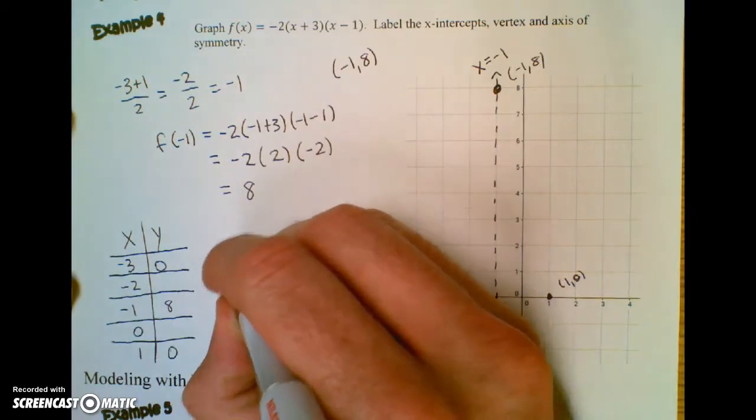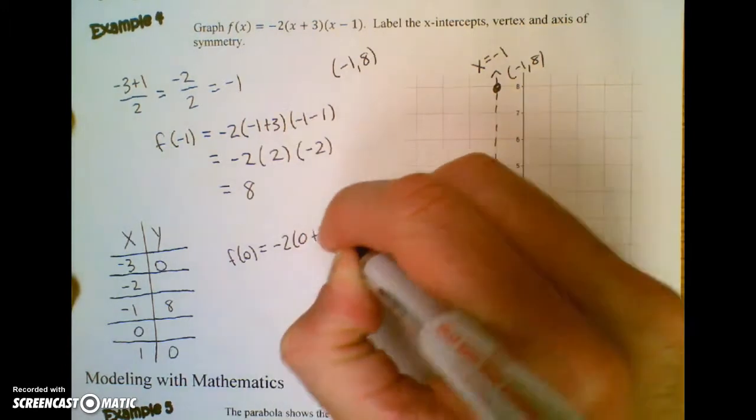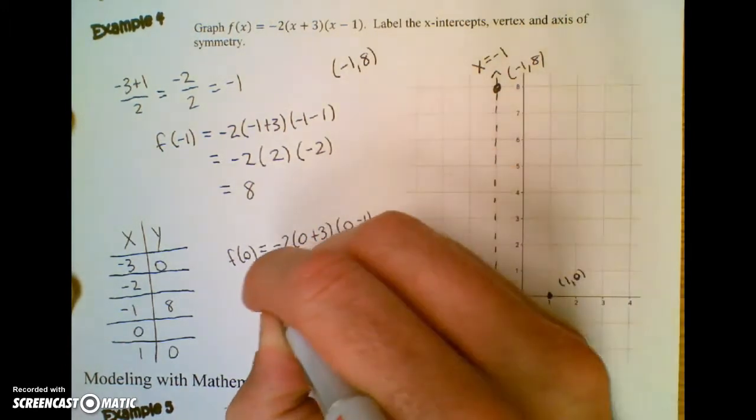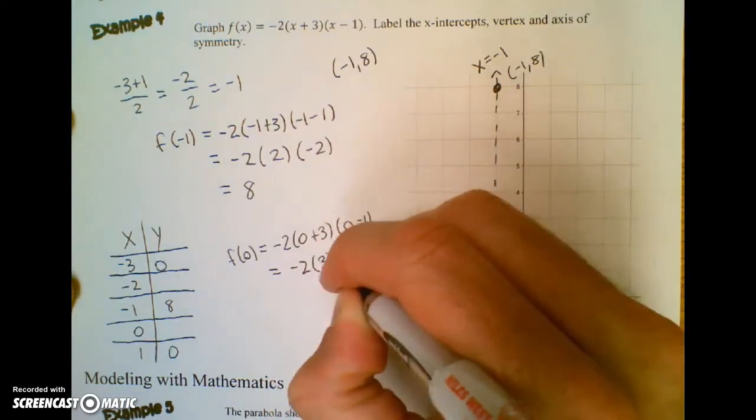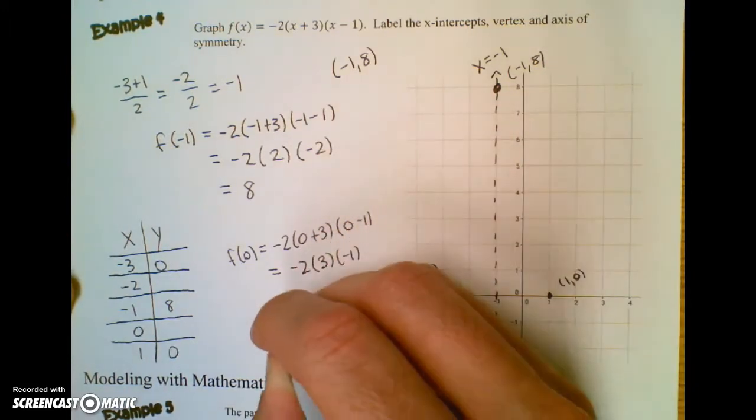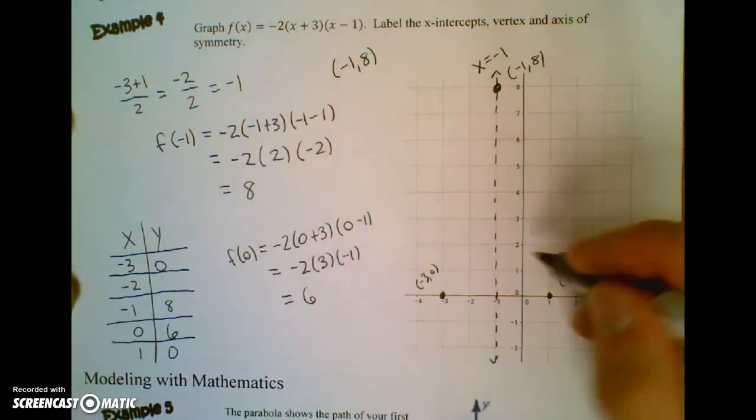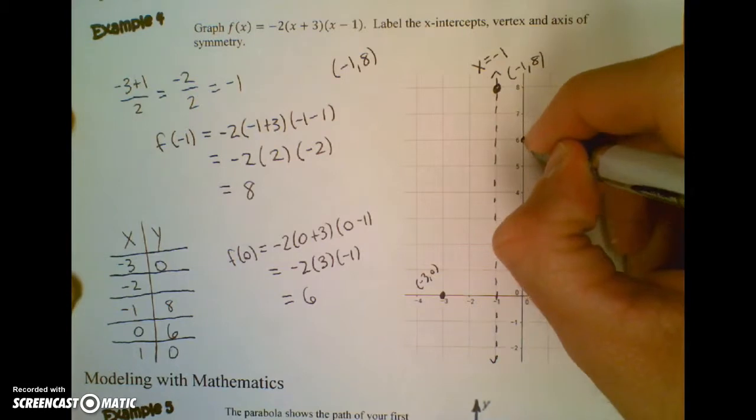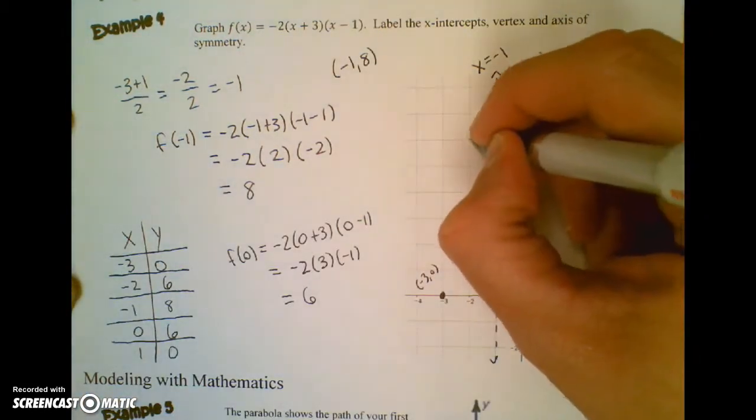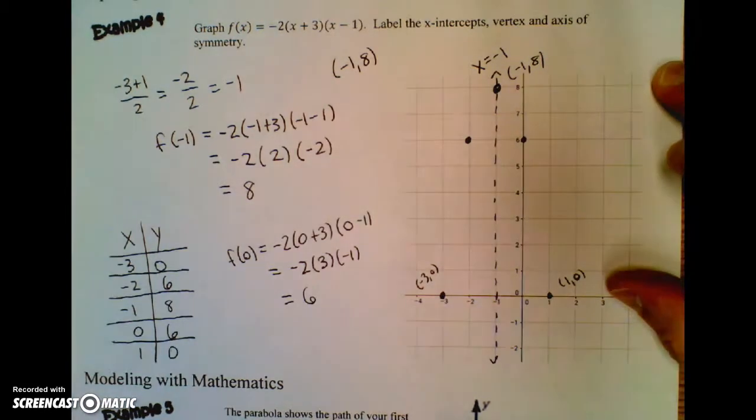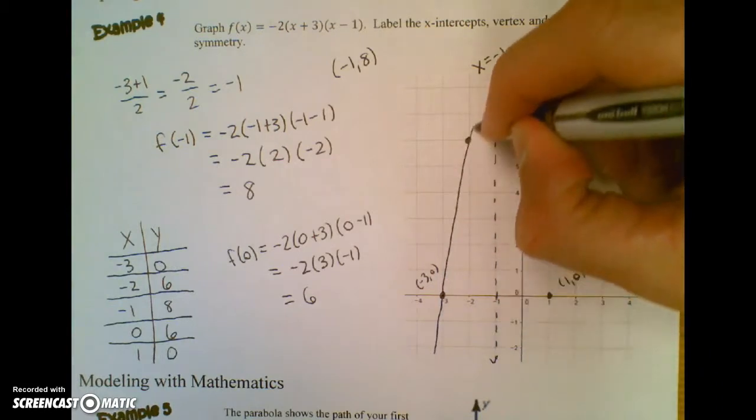So if I do f of 0, -2 times 0 plus 3 is 3, and then 0 minus 1 is -1. Multiplying that all together, I get +6. So at 0, 6, I have another point, and then because of the symmetry, I know at -2, 6, I should also have another spot. And then here, now I've got a nice quadratic graph.